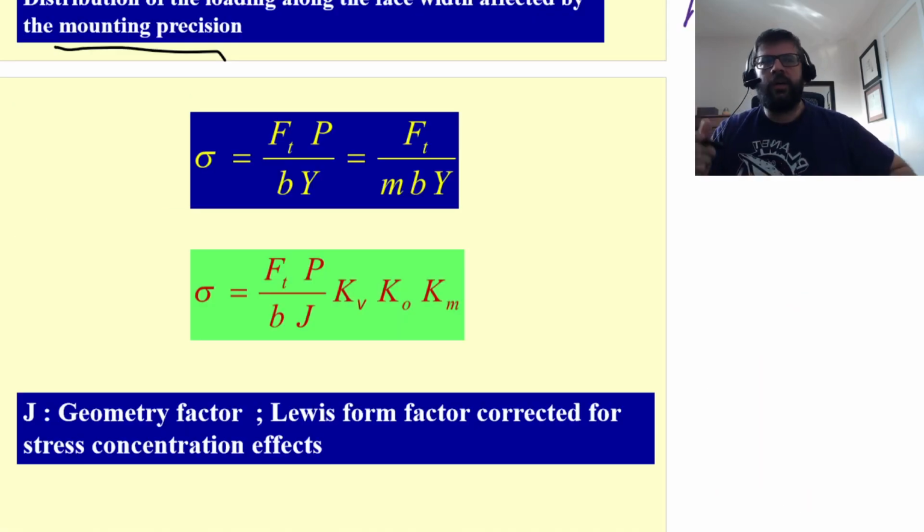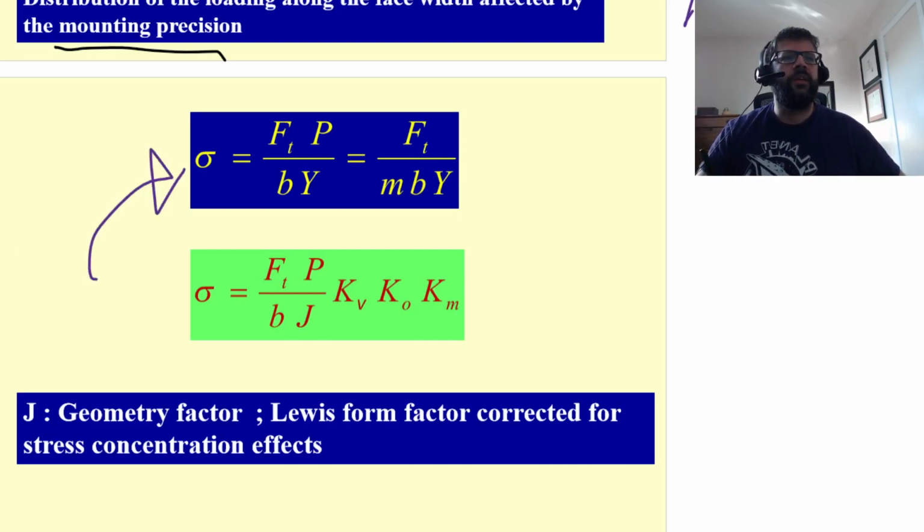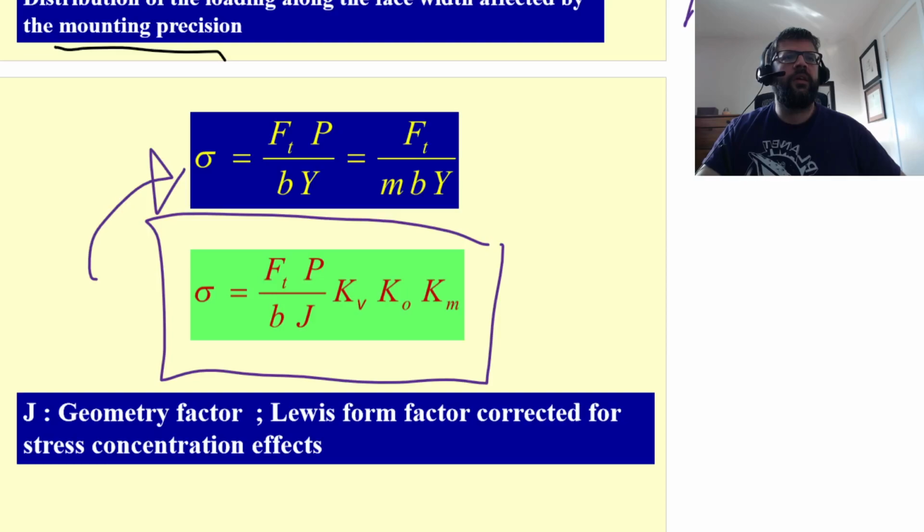Okay, so here's the original form that we took. Here's the form that we're going to take now. Obviously, the FT is the same, pitch is the same, B is the same. This Y got replaced with this J, and then we added a few K's here. So we'll talk about those.